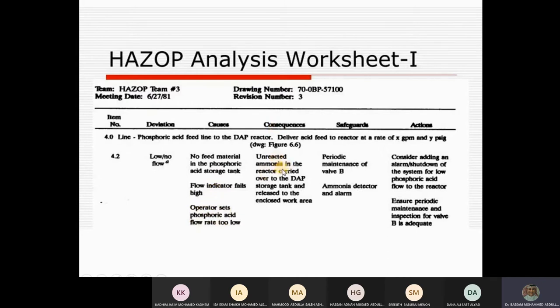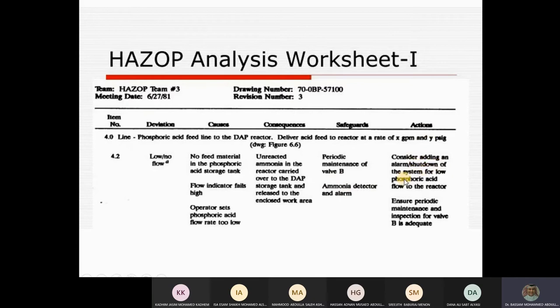Consequences: unreacted ammonia. I have a lot of ammonia which is unreacted in the reactor, carried to the DAP storage tank, and released to the work area. You have a lot of ammonia released, oh my God. So what I need to do is have a safeguard: periodic maintenance of valve V to make sure that this doesn't happen. And I need to have an ammonia detector as well and an alarm.